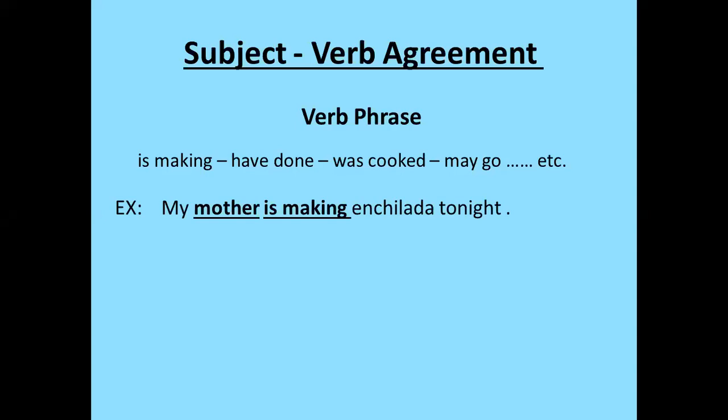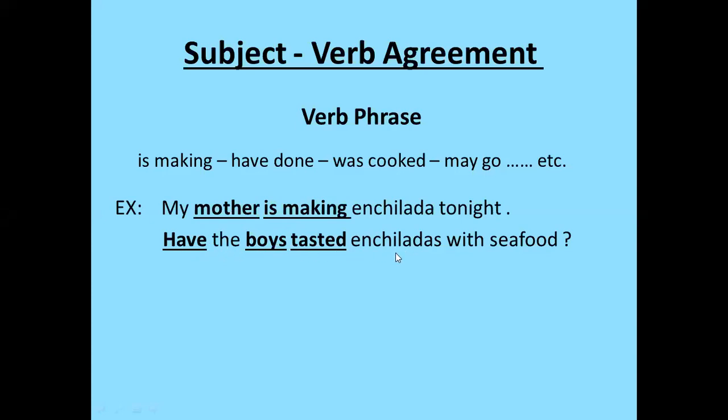As you see in this example, the subject is mother, the helping verb is, and the main verb making. If you have a verb phrase in the sentence, the helping verb must agree with the subject, the closest helping verb to the subject. So is. We use is because mother is singular.